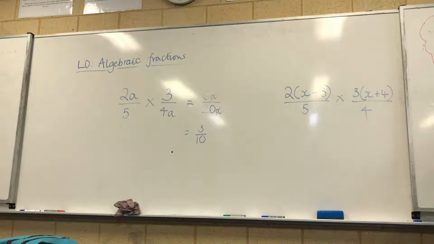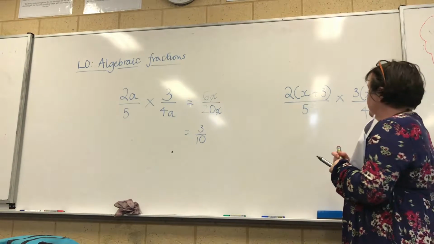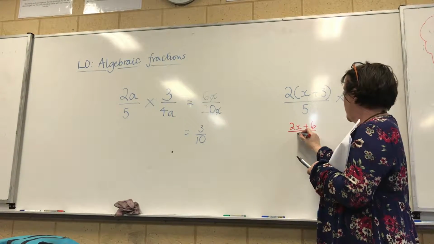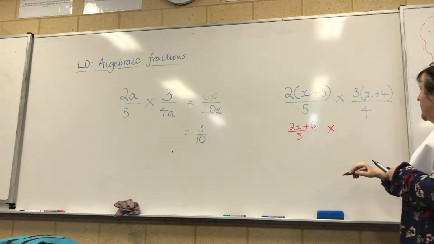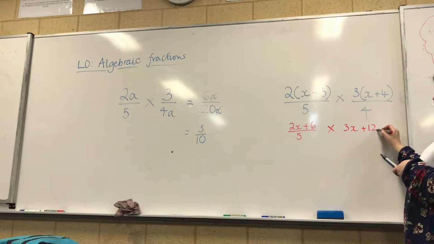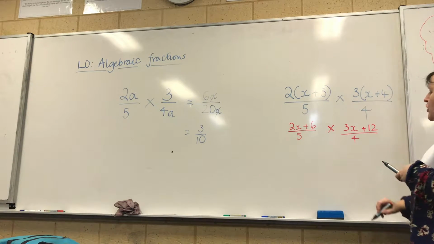Okay, what about something like this? 2 outside of x plus 3 over 5 multiplied by 3 outside of x plus 4 over 4. What would you do? Lachlan? Expand the brackets, that's right. So let's expand this one. So it's 2x plus 6 over 5 multiplied by 3x plus 12 over 4.